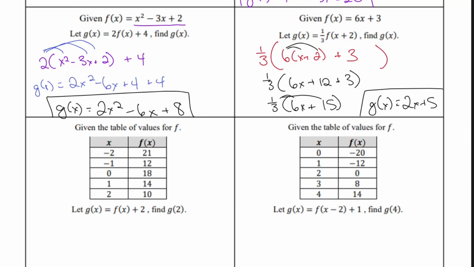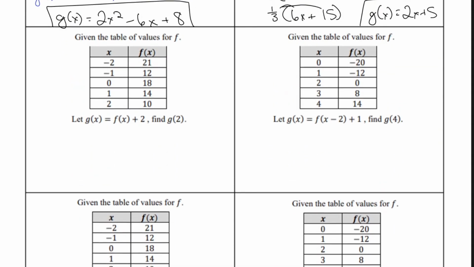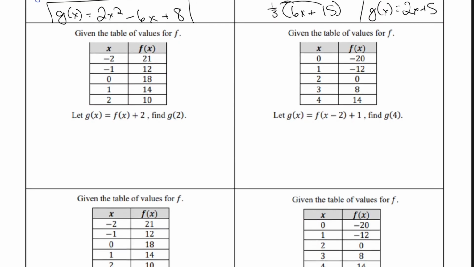All right. These are a lot friendlier. Given the table values for f, g of x equals f of x plus 2, find g of 2. Well, that means g of 2 is going to be f of 2 plus 2. What's f of 2? If x is 2, then f of 2 is 10. So this becomes 10 plus 2, which is 12.